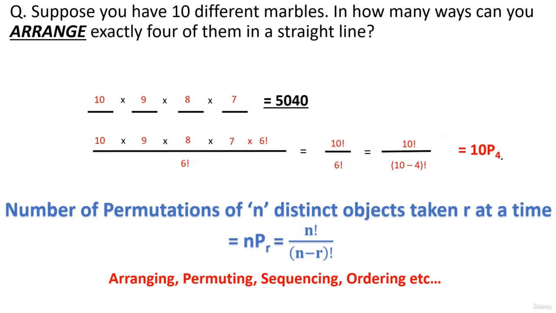See, it is nothing but an application of the counting principle only. This nPr is no rocket science, it is derived from the counting principle only, right? In counting itself we multiplied and divided by 6 factorial, or basically n minus r factorial, and that's exactly how we got nPr. Okay, let's go on to the next part, guys.